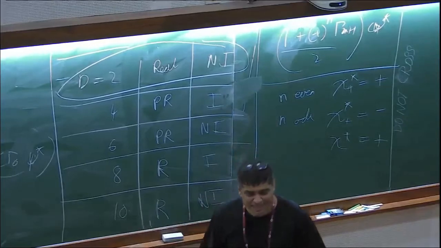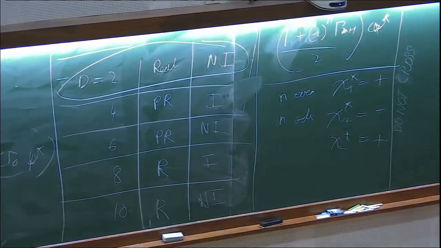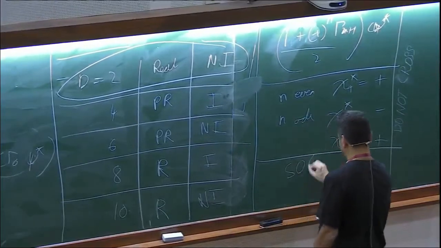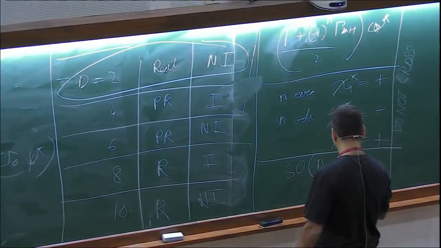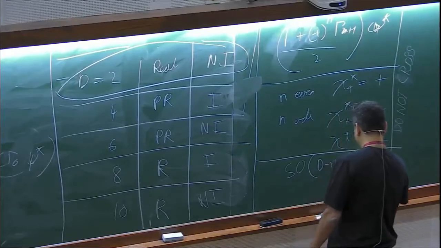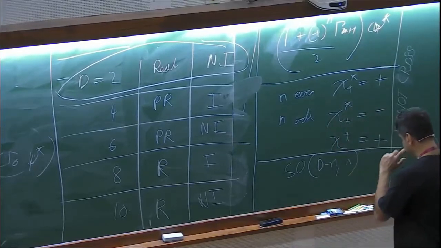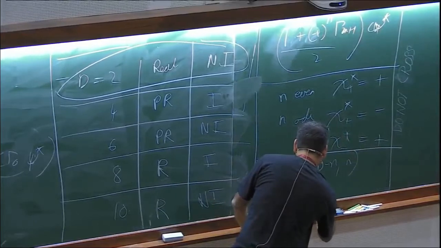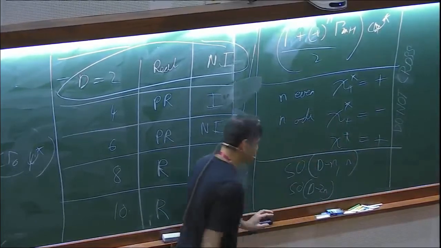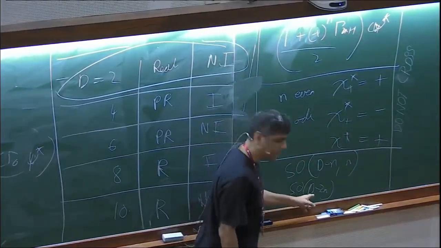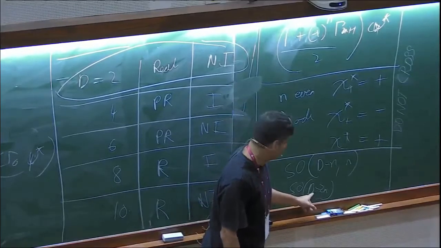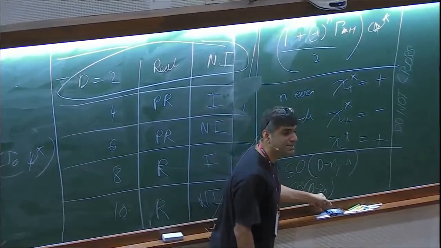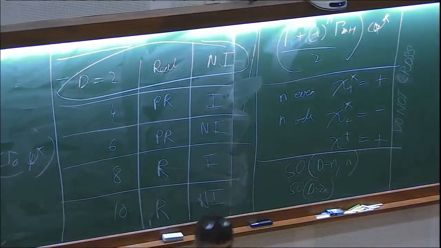Okay, and the general rule, if I remember right, is that for SO(d minus n, n), the reality conditions are the same as SO(d minus 2n). Let's check that this is working right here. So SO(9,1) would be the same as SO(8), which is correct. I think this is the general rule.